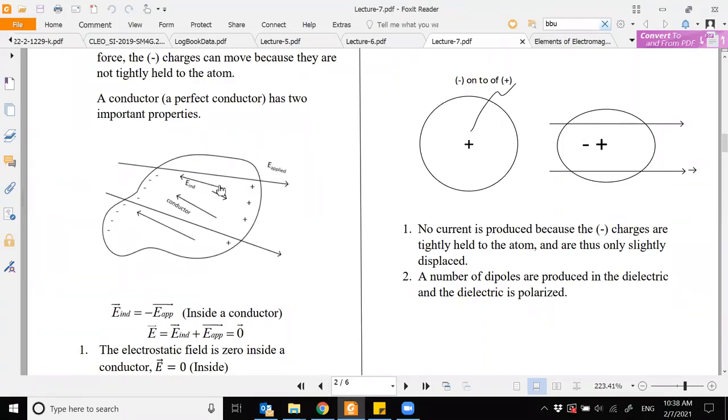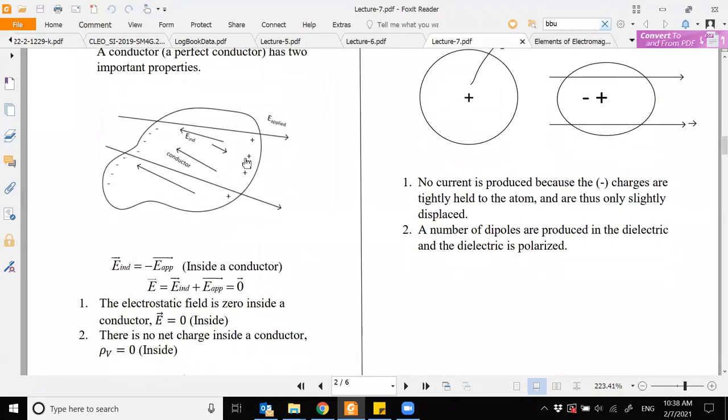And therefore, inside, what will happen? The total electric field inside the conductor will be the induced electric field plus the electric field which is applied. The applied electric field is going inside the conductor, and because of it you have separation of charges. This separation of charges creates another induced electric field, equal in magnitude but opposite in direction. Therefore, the net electric field inside the conductor will be 0.